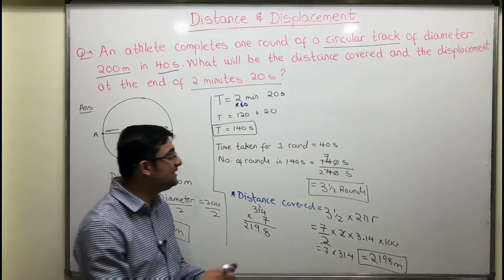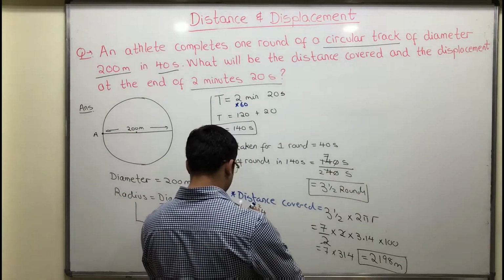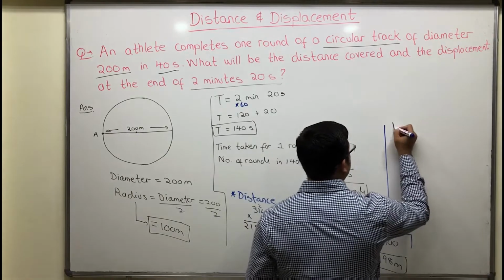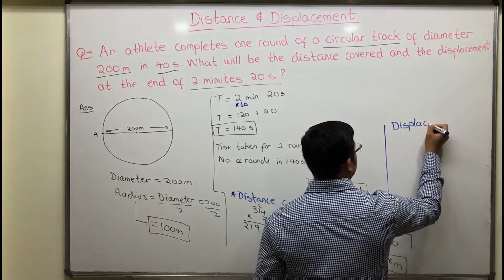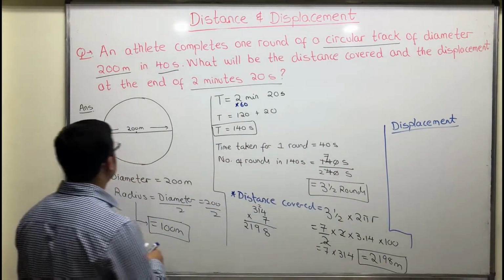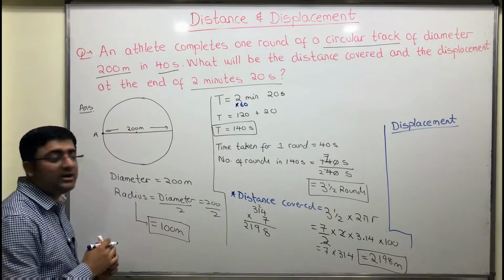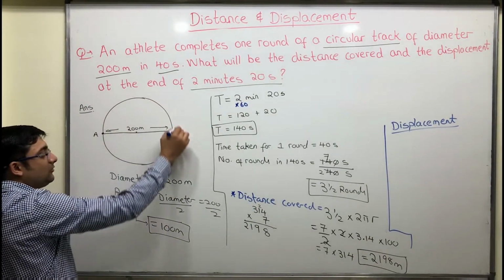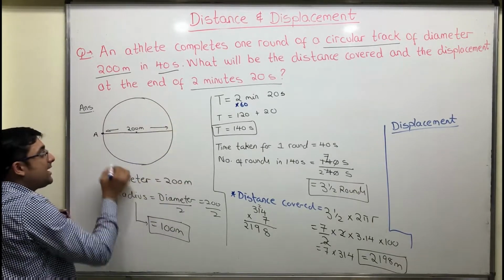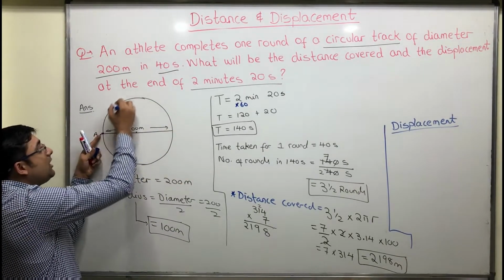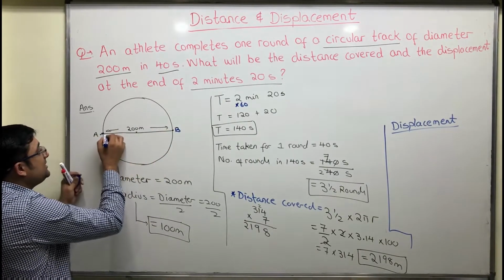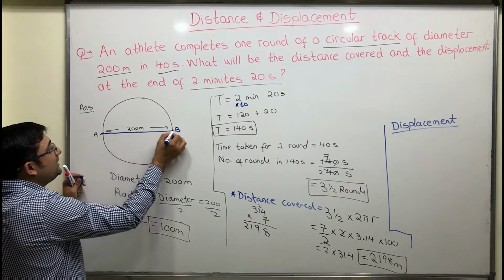So I hope distance covered is clear. Now let's move on to displacement. See, guys, what is displacement? The shortest distance between the initial and final points. Let's say this is the initial point. Now 3.5 rounds. When you go one round, you are back at A. Second round, back at A. Third round, back at A. Now half a round means you'll go half and come over here. Is this clear? So what is the displacement? This line over here is the displacement.